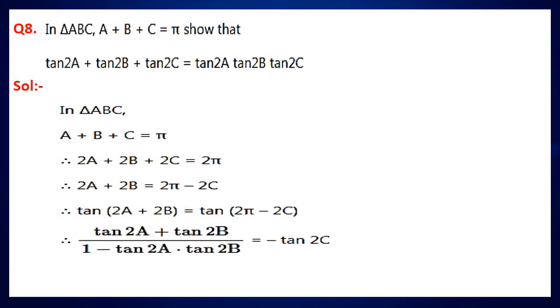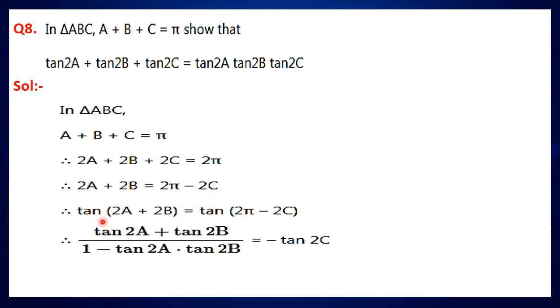Question number 8. In triangle ABC, A plus B plus C is equal to pi. Then show that tan 2A plus tan 2B plus tan 2C is equal to tan 2A into tan 2B into tan 2C. So consider the condition. In triangle ABC, A plus B plus C is equal to pi. We multiply on both sides by 2, then 2A plus 2B plus 2C is equal to 2 pi, and take 2C to the RHS. That is 2A plus 2B is equal to 2 pi minus 2C.